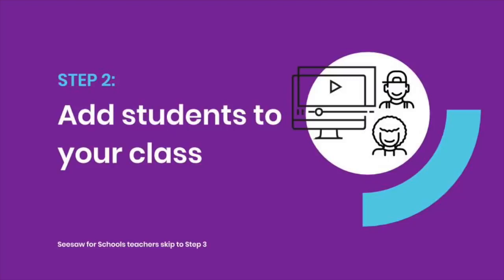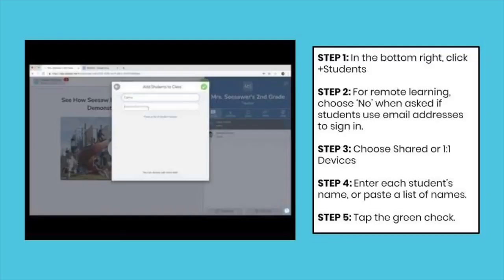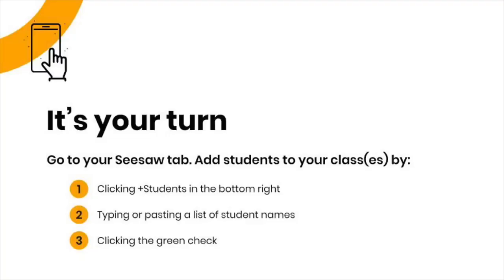Now, let's add students. Seesaw for Schools teachers, you can skip this step as well. Adding students is easy. Click on the Plus Students button on the bottom right of your screen and follow the prompts. We'll highlight here that for remote learning, you should choose No when asked if students will sign in with email. Your students will sign in with home learning codes. All right, it's your turn. Pause this video and add your students.